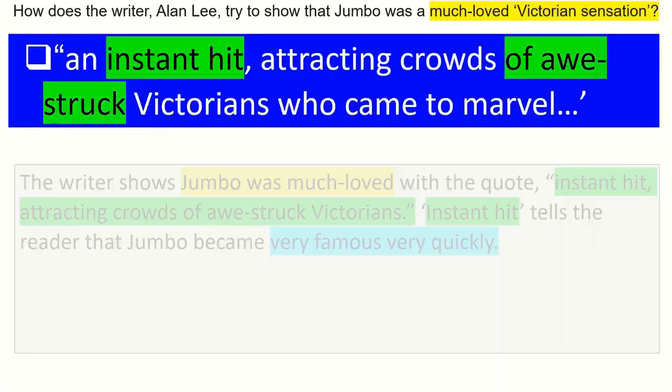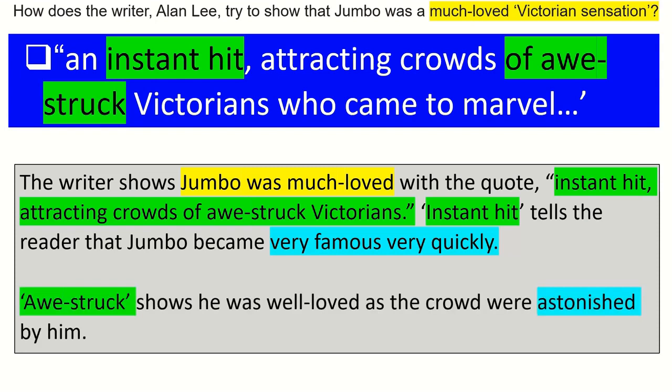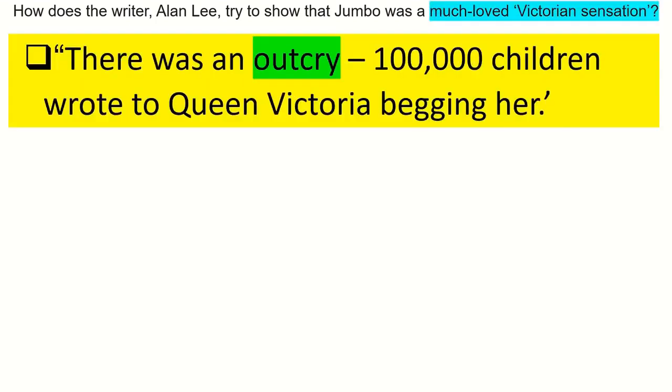Okay, in this quote as well, we could probably even zoom in into marvel, but I'll let you do that one. So my answer is, the writer shows Jumbo is much loved with the quote, instant hit, attracting crowds of awestruck Victorians. Instant hit tells the reader that Jumbo became very famous very quickly. Now I'm going to zoom into awestruck. Awestruck shows he was well loved as the crowd were astonished by him. So again, yellow is my question, green is my quote, blue is my explanation or definition.